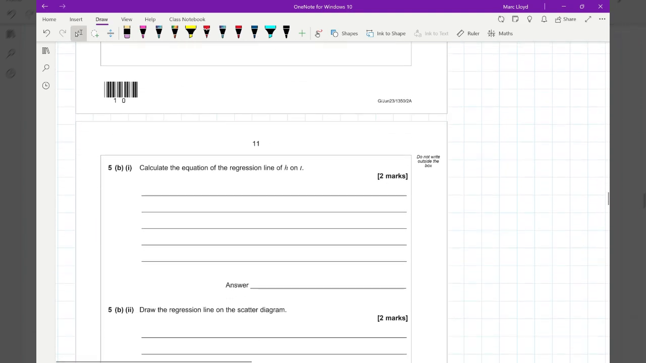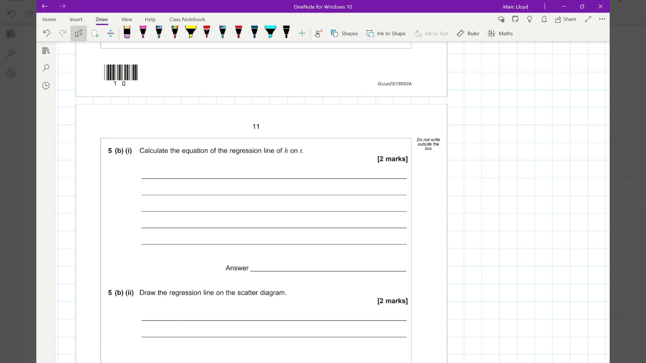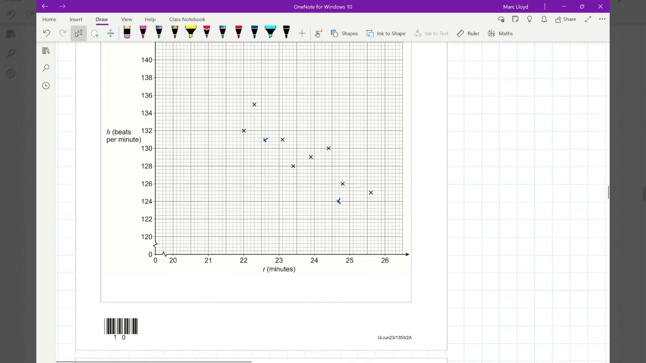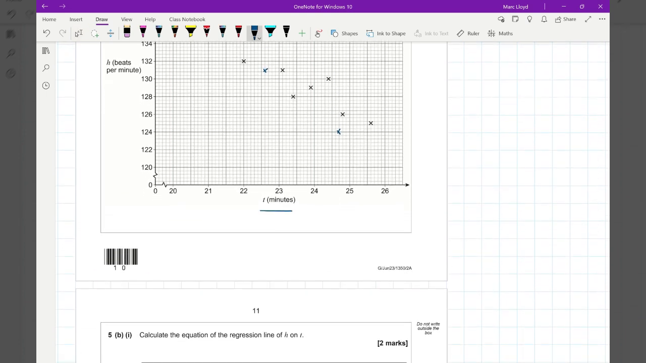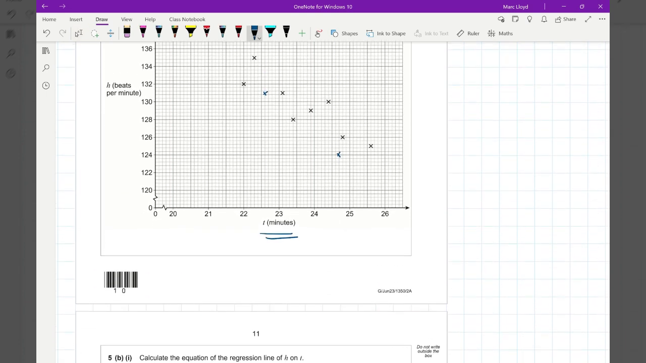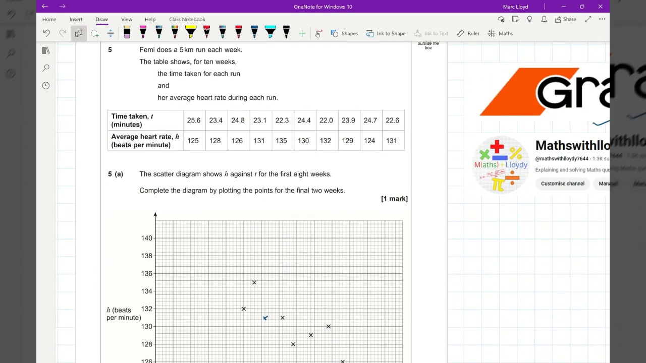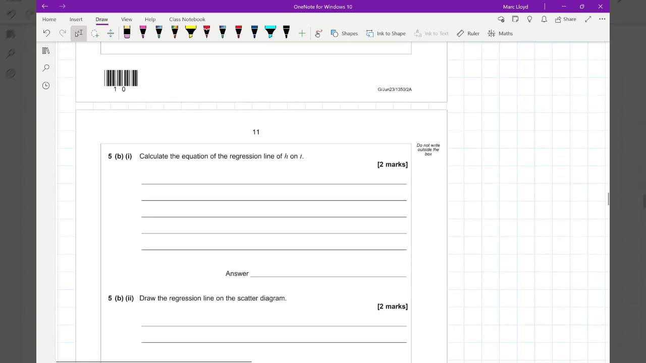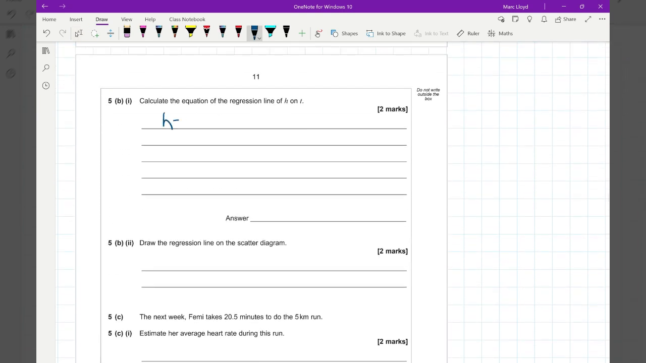Okay. Calculate the equation of the regression line of H onto T. So because, and I spoke to a pupil about this earlier today, T is our x-axis, so put the T values in first and then pop in the H values, and we'll want it as H equals. So that'll be the format we want. So put it into your calculator.